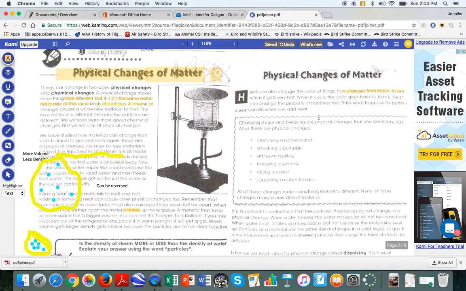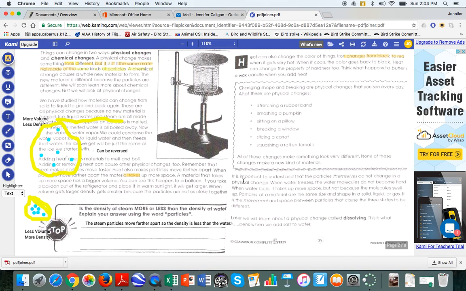So changing shape and breaking are physical changes. So you have a window and it busts into a million pieces. It's just a broken window. You didn't form a new substance. So all of these things are physical changes: stretching a rubber band, smashing a pumpkin, sitting on a pillow, breaking a window, slicing a carrot, and squashing a rotten tomato. All of those are physical.